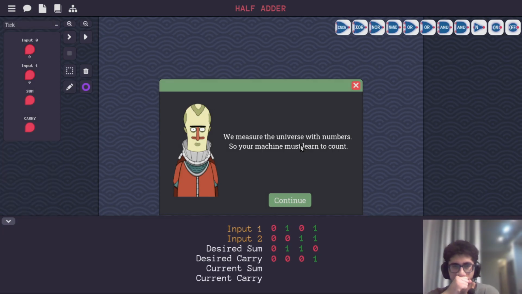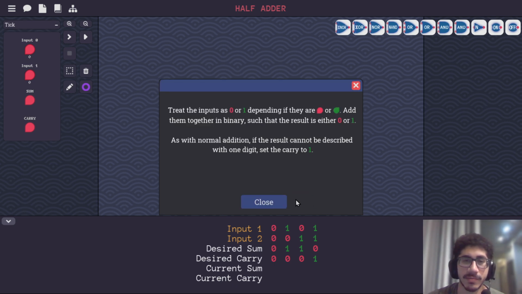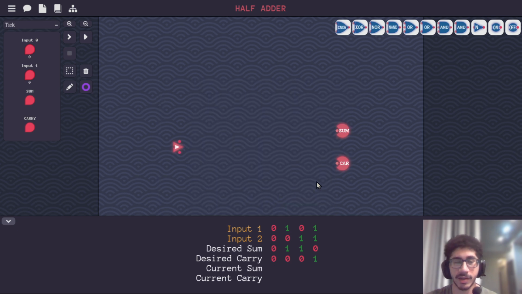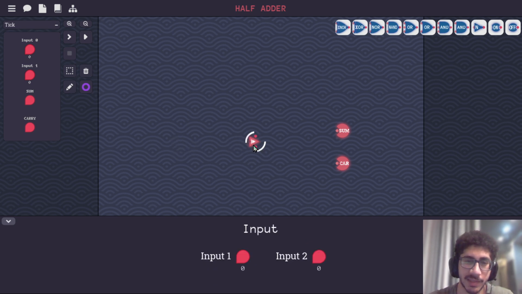Half adder. We measure the universe with numbers, so your machine must learn to count. Treat the inputs, which are red and green, as 0 or 1. Yeah, they should have said this in the beginning, but you already got that information from me. Depending on whether they are red or green. Add them together in binary, such that the result is either 0 or 1. As with normal addition, if the result cannot be described with one digit, set the carry to 1. Oh yeah, there's also this. I can't believe it, it's actually teaching you everything you need to know, the equivalent of a university course, without the explanation portion.